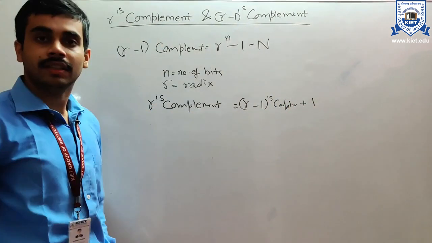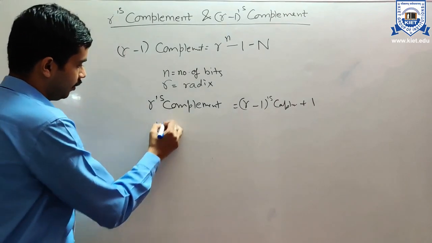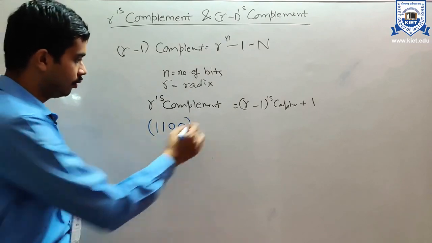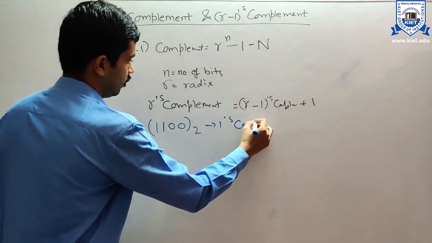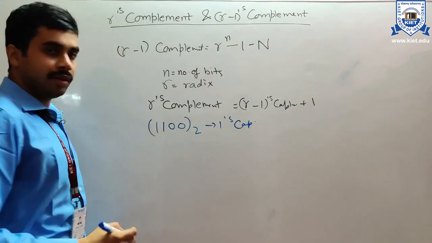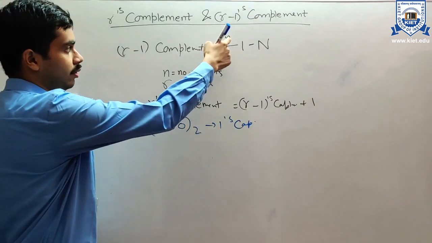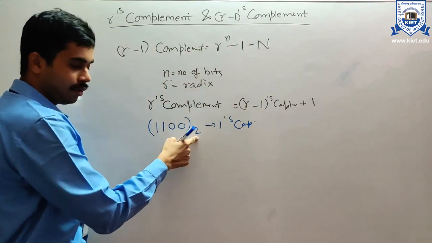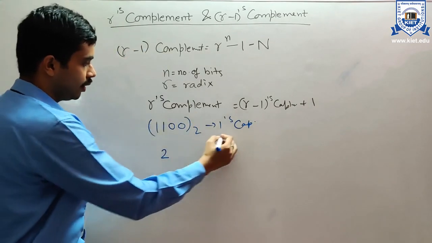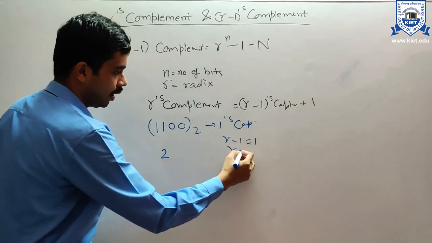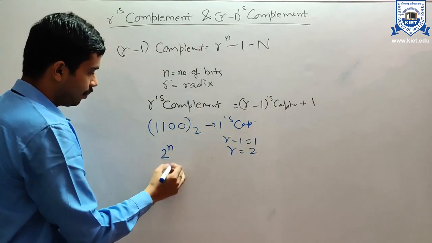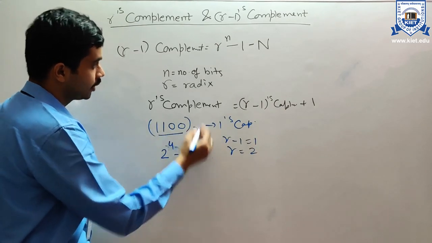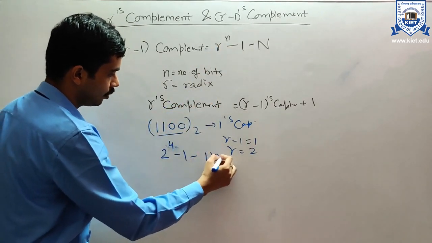Consider the previous example where we have given 1 1 0 0 base 2 and we have to calculate now 1's complement of this. In 1's complement, what we will do, we have to take r to the power n minus 1 minus n, where r is here 2. Okay, r minus 1 is 1, then r is equal to 2. 2 to the power n, what is n? N is here 4, minus 1, minus n, n is 1 1 0 0.